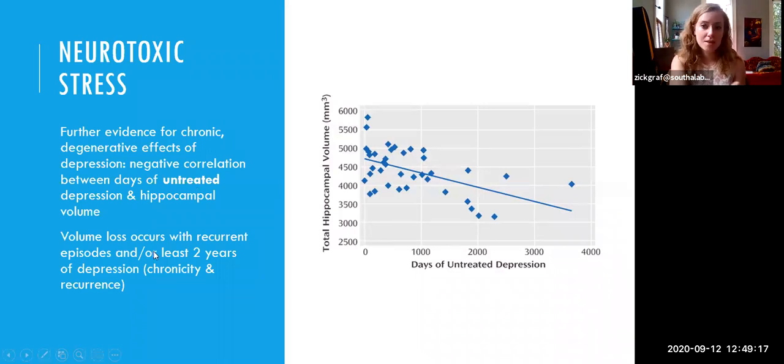And this study and others like it have kind of converged on the idea that hippocampal volume loss occurs after recurrent depressive episodes, and that you need to be depressed for at least 2 years, whether that's through recurrent episodes that last less than 2 years or one episode that lasts at least 2 years. So chronicity and recurrence, and not really severity, seem to be really important in predicting hippocampal volume loss in depression.